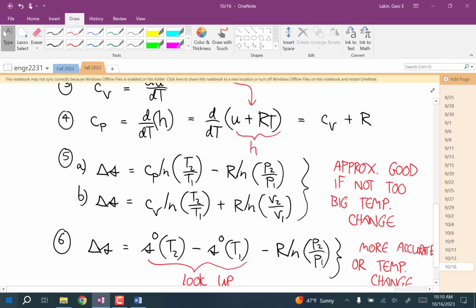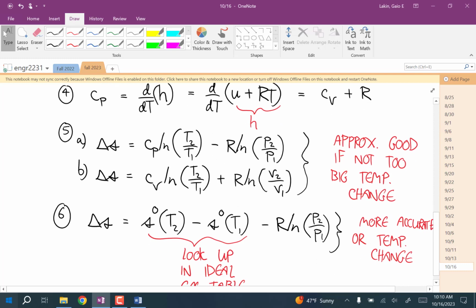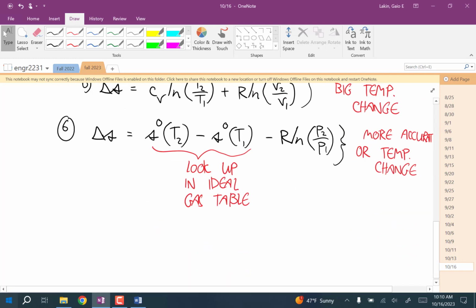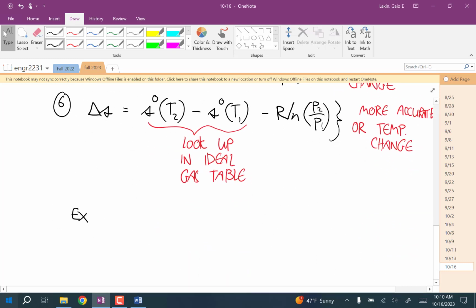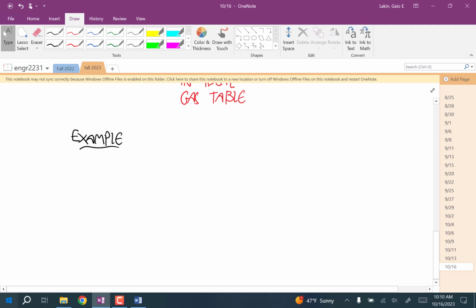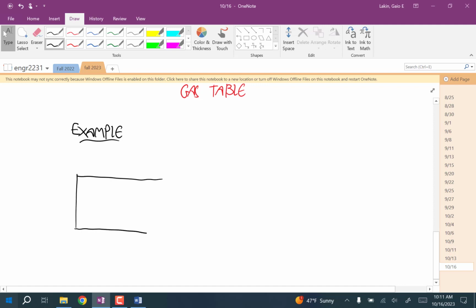Okay, so that's pretty much everything we know about ideal gases, about the approximations for ideal gases. So now we're going to do this example problem where we have air at two different temperatures, 2 kilograms. Okay, so we have a box like this with a little container inside.